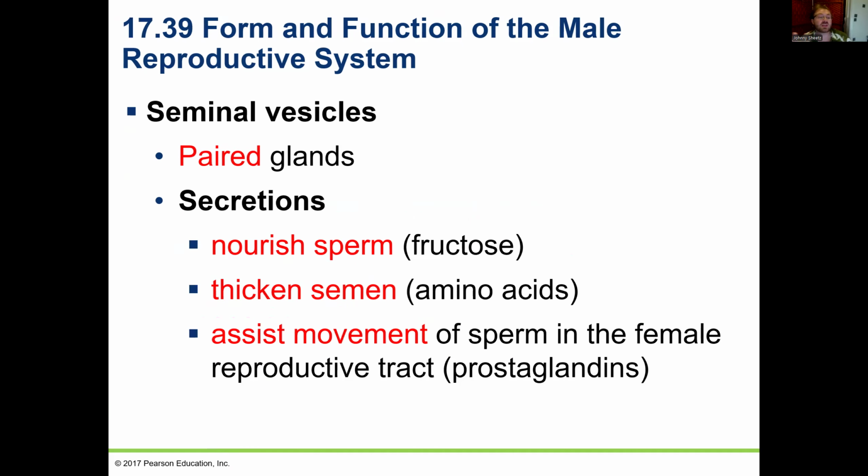So you can think of this kind of like a soup kitchen. This is going to be providing the nutrients that the sperm is going to need to live. The prostate gland, the main issue is like the security detail. They're there to reduce the acidity. This is the kitchen. Seminal vesicles are going to feed the sperm.